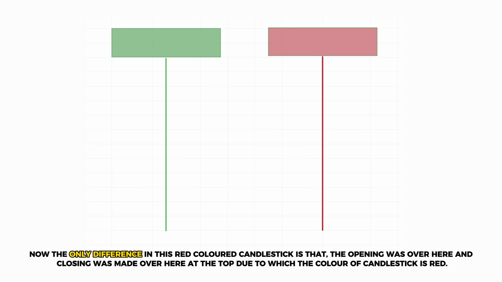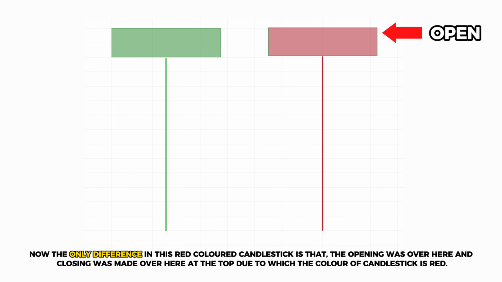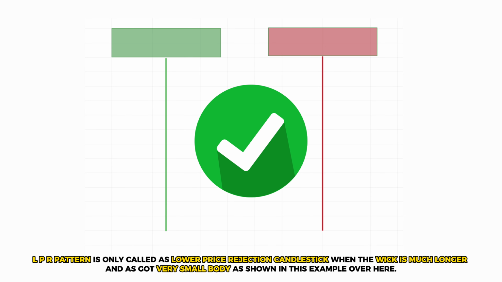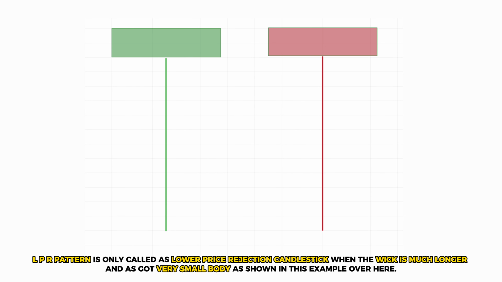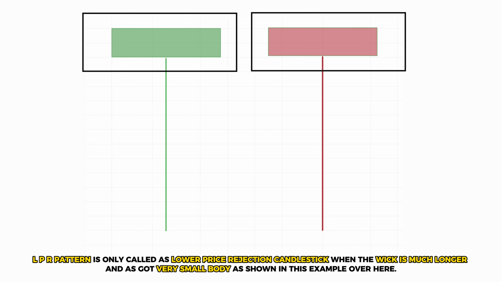Now the only difference in this red colored candlestick is that the opening was over here and the closing was made over here at the top, due to which the color of the candlestick is red. LPR pattern is only called a lower price rejection candlestick when the wick is much longer and it has a very small body, as shown in this example over here.